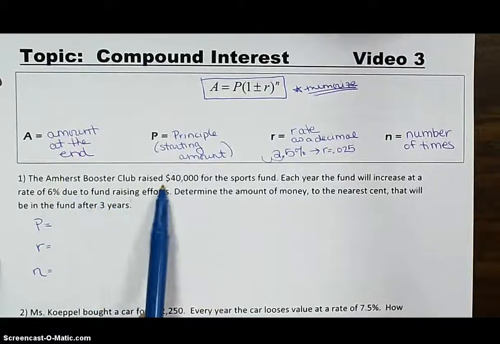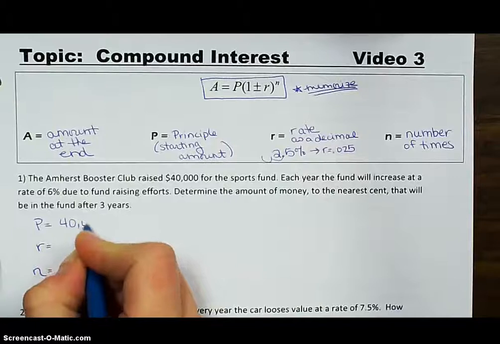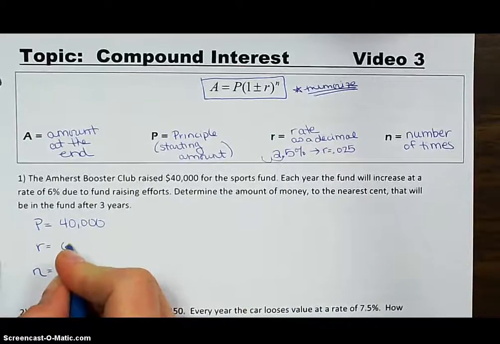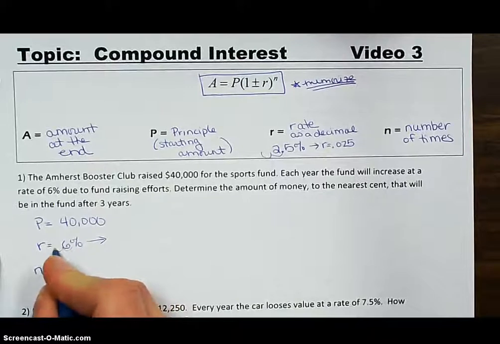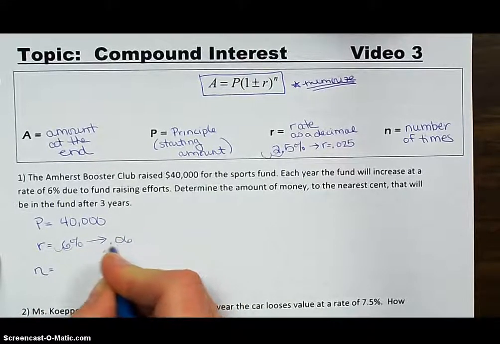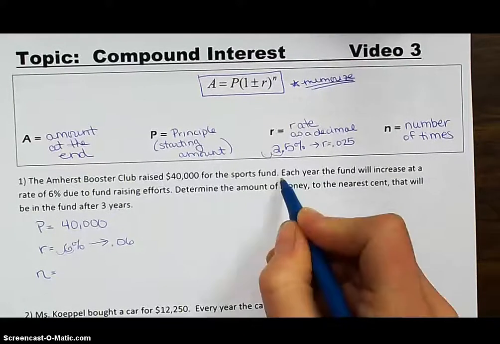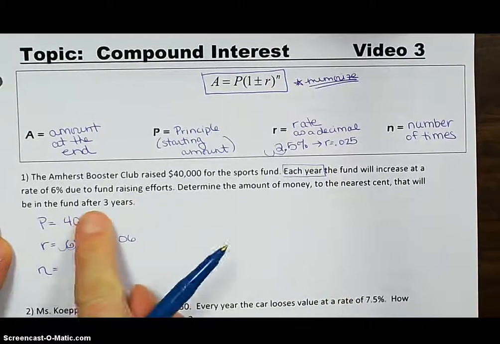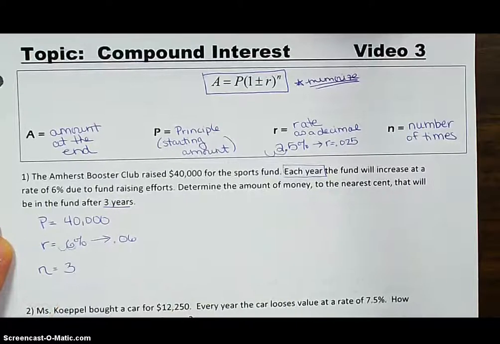The Amherst Booster Club raised $40,000 for the sports fund, so we're starting with $40,000. It's going to increase at a rate of 6%. We have to change that to a decimal, so we move it over 2 spots. It's 0.06. It's going to increase 6% each year, so it's going to happen each year. And how many years are we going to have the account for? 3 years. So that means it's going to happen 3 times.